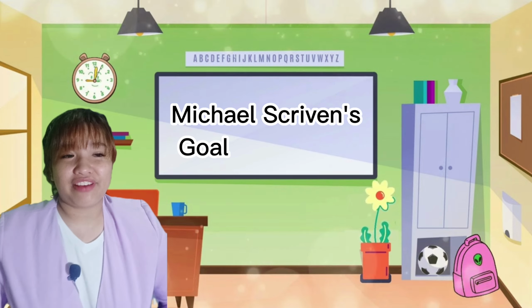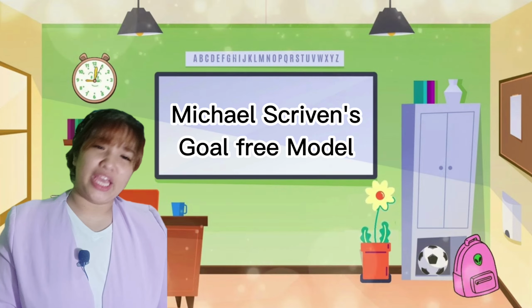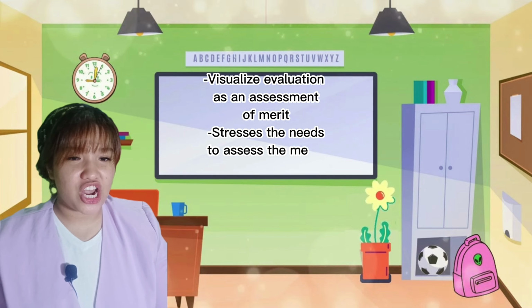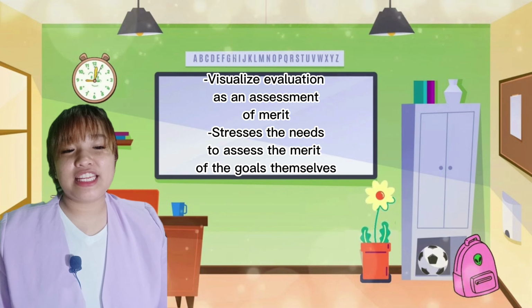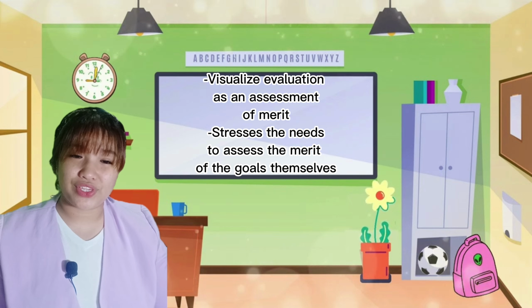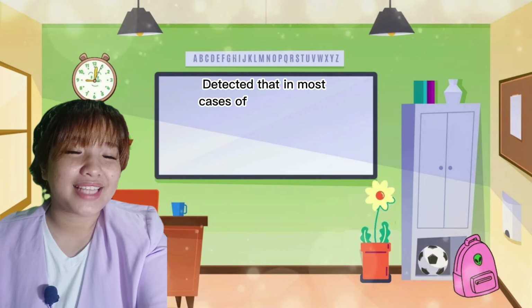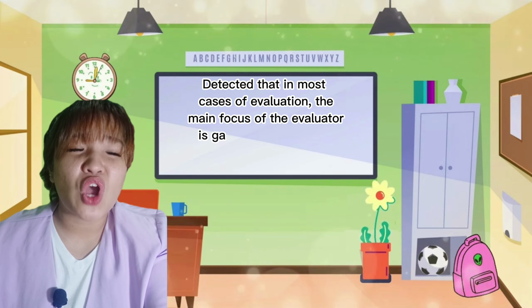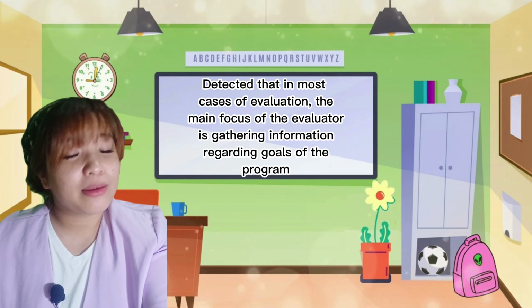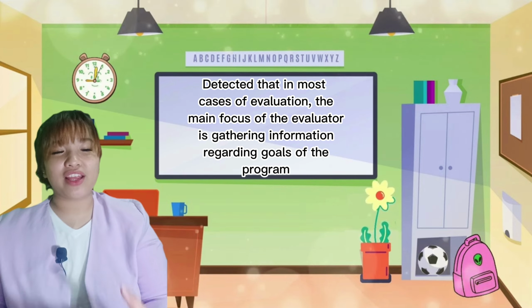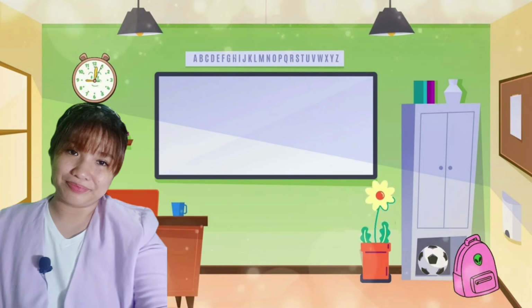We have Michael Scriven's goal-free model. So Scriven visualized evaluation as an assessment of merit. He stresses the need to assess the merit of the goals themselves. Scriven actually detected that in most cases of evaluation, the main focus of the evaluator is gathering information regarding goals of the program.